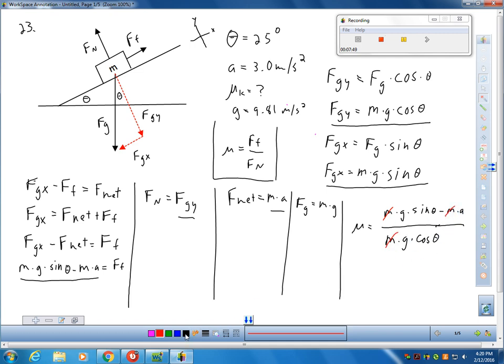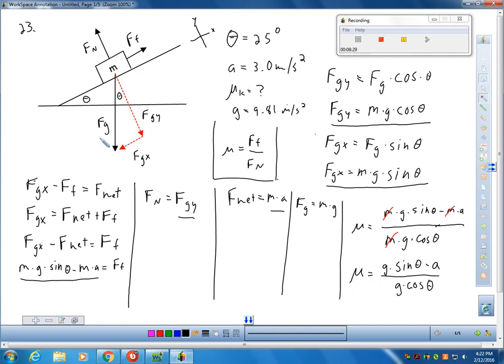And so if you simplify that, as you clean that back up, you'll end up with mu equaling g sine theta minus a, divided by g cosine theta. And at that point, you actually have values for g, which is 9.81, theta, and a. And so you'll be able to put your numbers in there and get a solution for mu. And that is how you solve.